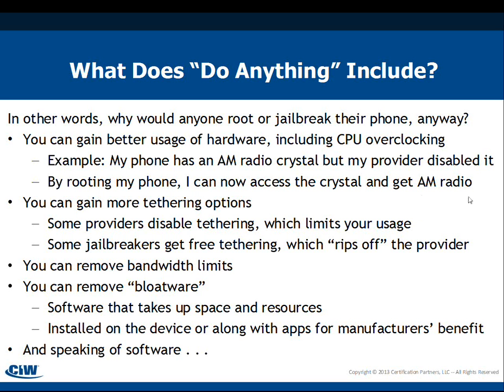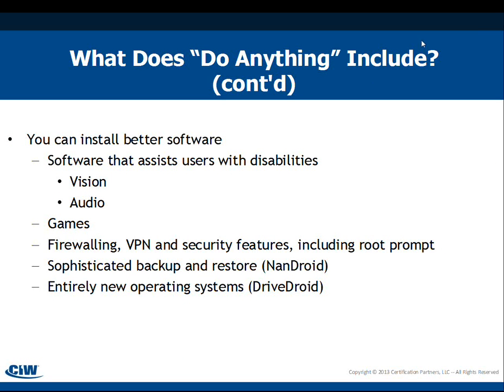You can also, with jailbreaking, get more tethering options. Some providers disable tethering, which limits your usage. Some jailbreakers get free tethering, like I mentioned. You can also remove bandwidth limits. You can remove bloatware. And when it comes to software, you can also install better software. For example, I know a few people with disabilities in terms of what they can see and what they can't see. And they jailbreak or root their phone and install software that allows them to see their phone better, that gives them more accessibility.